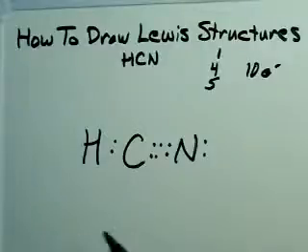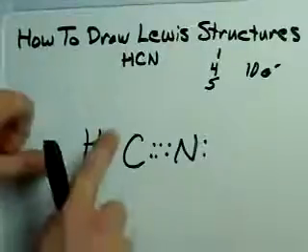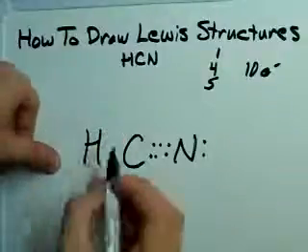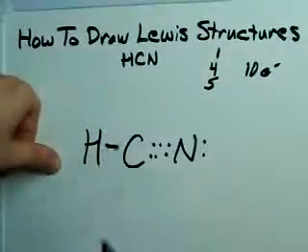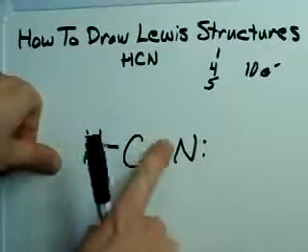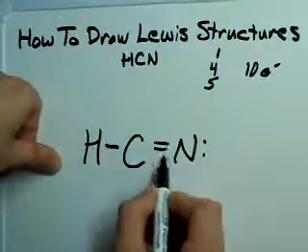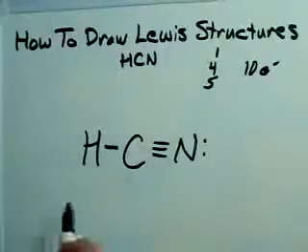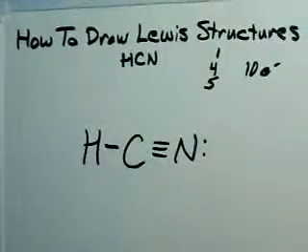The last step, which is purely a style issue, is that we usually replace each bonding pair of electrons with the simple line to show a bond. Or in the case of this triple bond, we will show it as 3 lines. And this is the completed Lewis structure for HCN.